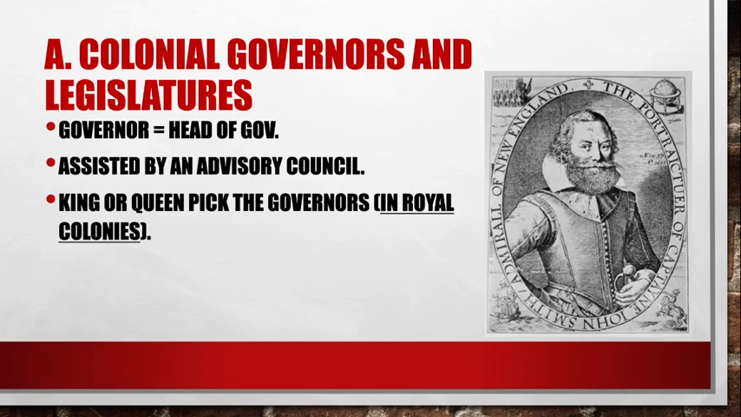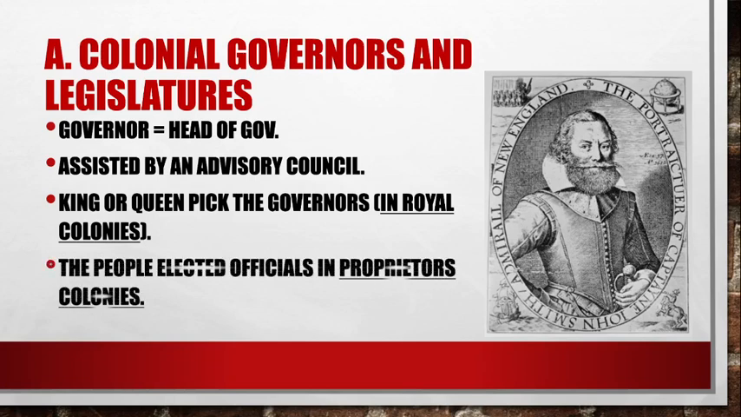The people didn't vote. So in those cases, like we've said, typically, if you were not in line to become king or inherit things, but you were royalty, you may be appointed to become a governor. So distant cousins and relatives, usually. And the people elected officials in proprietary colonies.